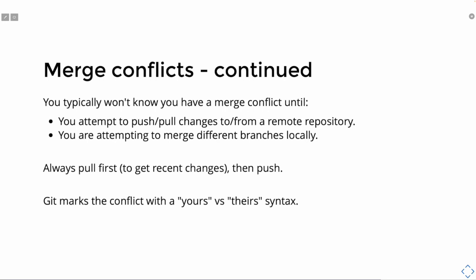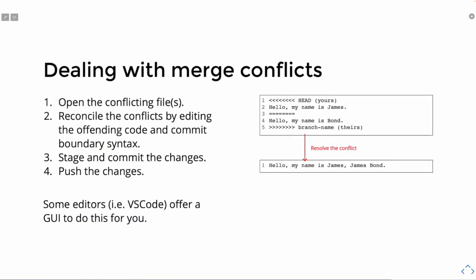So you typically won't know you have a merge conflict until you attempt to push or pull changes from a remote repository and you're attempting to merge the different branches locally. So it's good practice always to pull first to get the most recent changes, then push. Git marks the conflict with a yours versus theirs syntax, which looks like this.